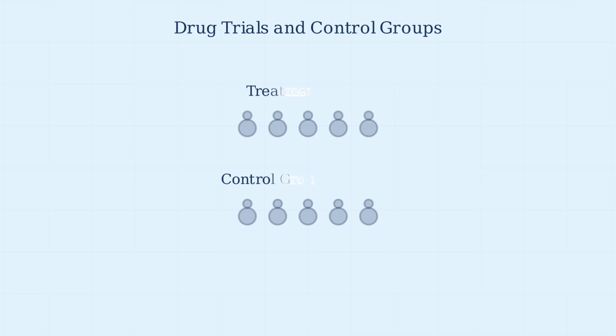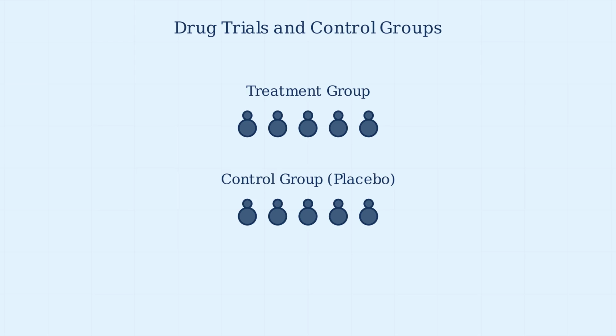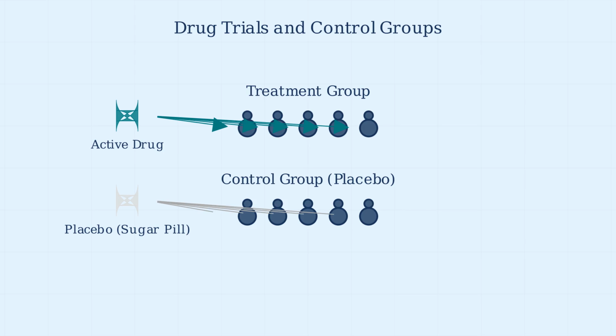In pharmaceutical research, control groups are essential for determining if a drug truly works. A typical drug trial divides participants into two groups: a treatment group that receives the investigational drug and a control group. The treatment group receives the actual medication being tested. The control group receives a placebo, typically a sugar pill that looks identical to the real treatment but contains no active ingredients.